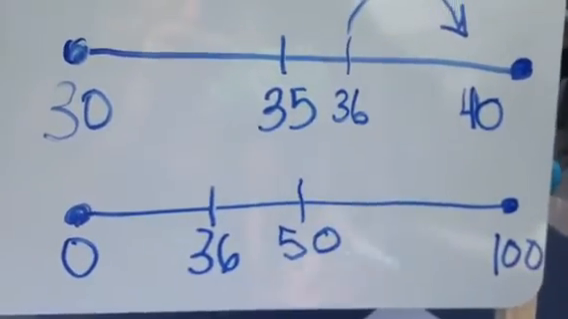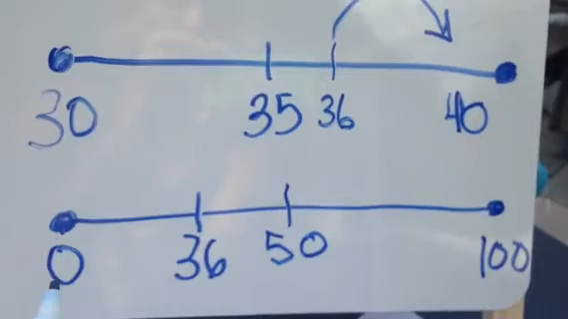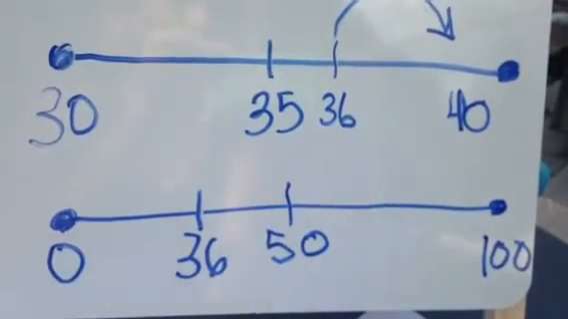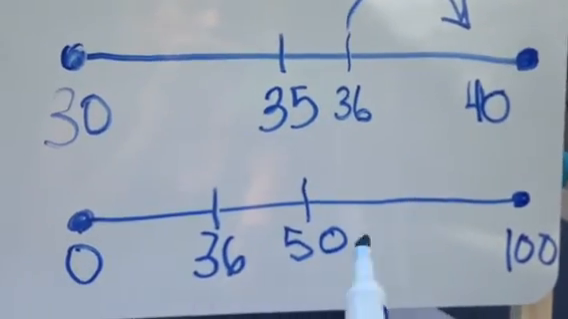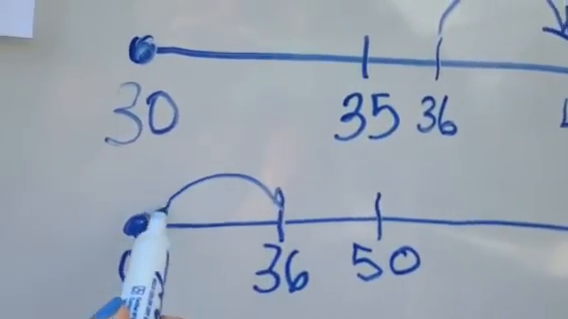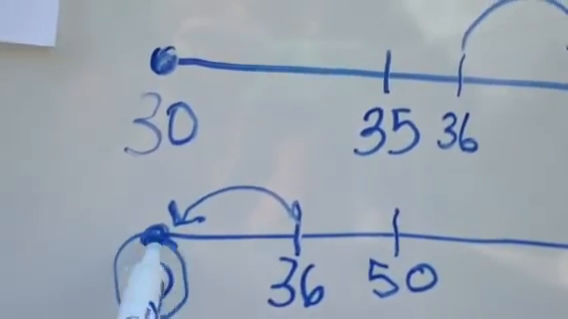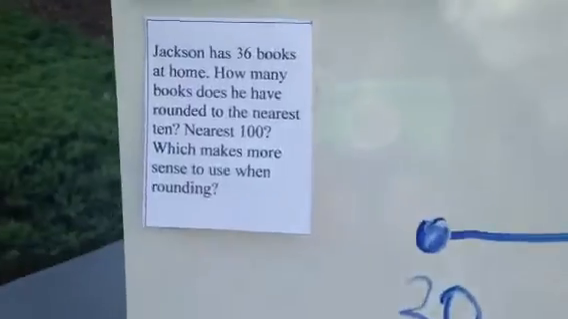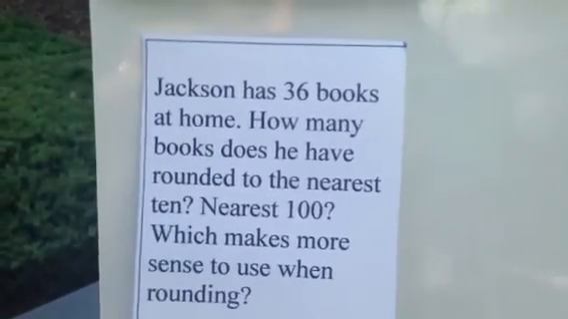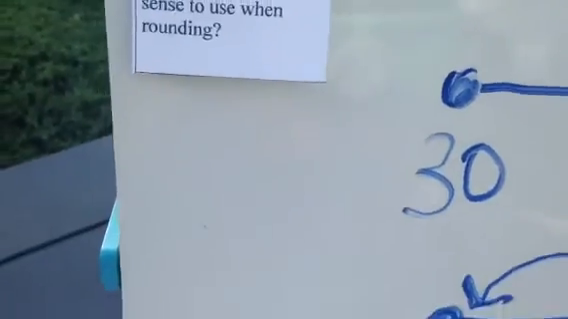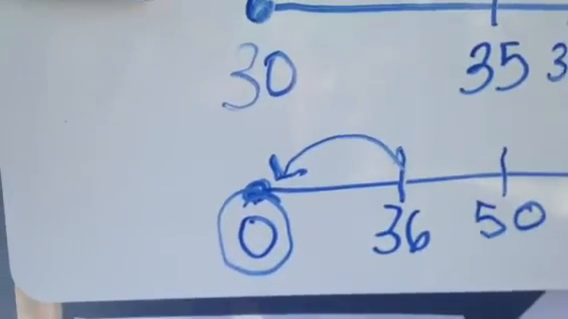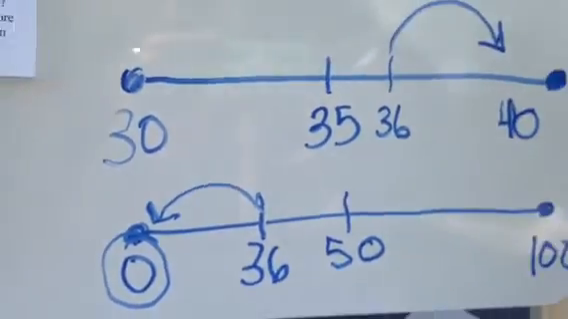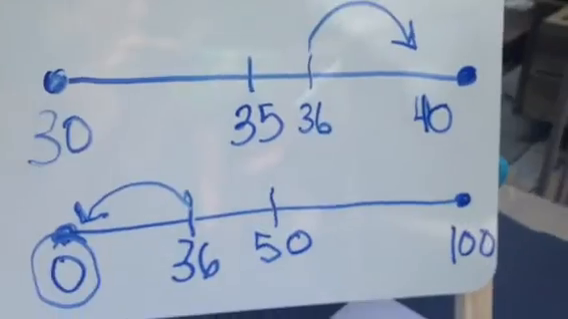So I know that 36 is closer to 0, not closer to 100. So I'm going to round down, and 0 is my answer. When I round the number 36 to 100, the nearest 100 is 0. It's telling me that my friend Jackson doesn't have any books at all. Well, that can't be right.